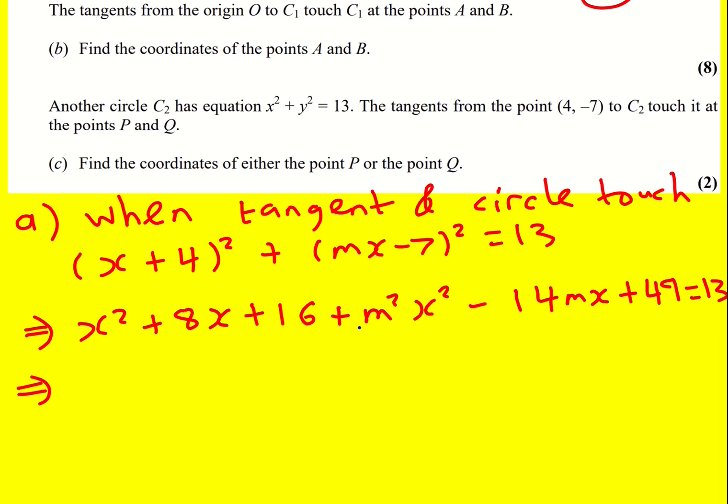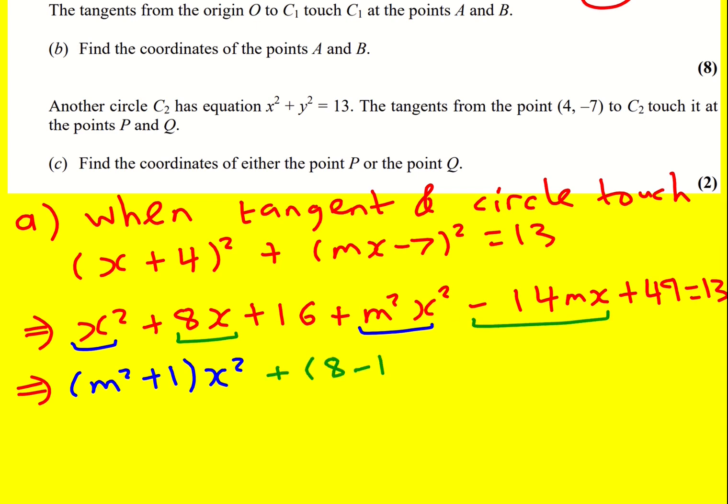Okay, I'm going to bring the x squared terms together, and the x terms together. And then finally, I'm going to subtract 13 to give a plus 3 here and add that on to 49.